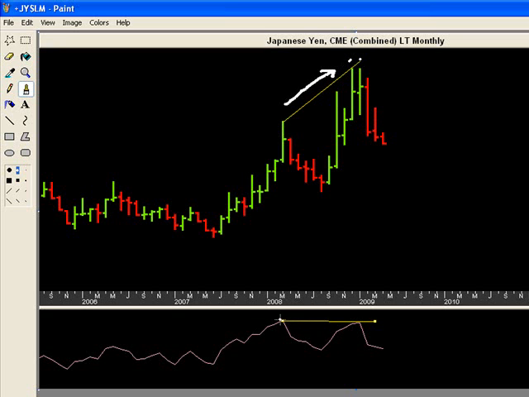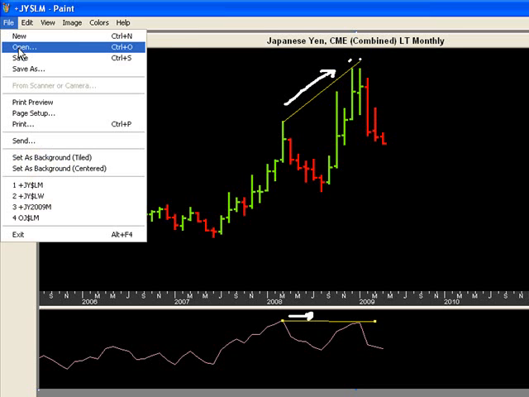We could see that on the monthly time frame, drawing a trend line across those two highs in the relative strength index, pointed slightly lower. So once again, that is another bearish signal on the monthly time frame. So you have corresponding bearish signals on daily, weekly, and monthly charts back in January for the Japanese yen.